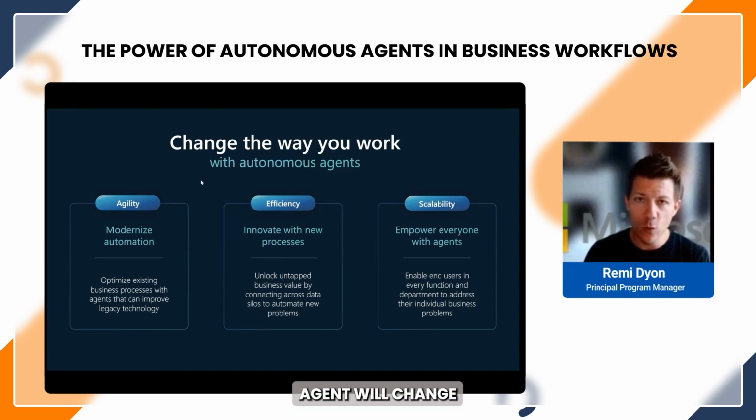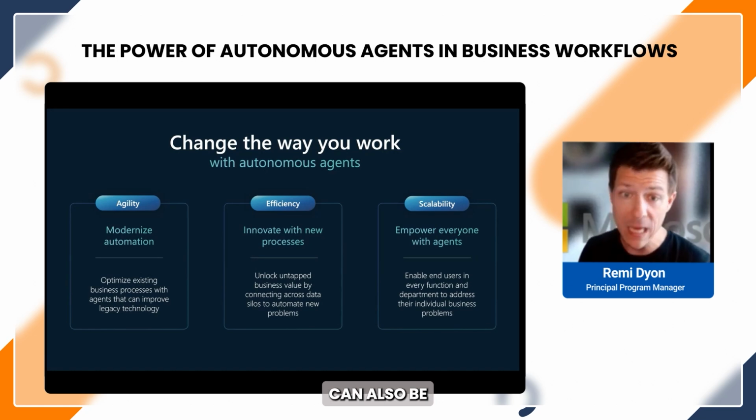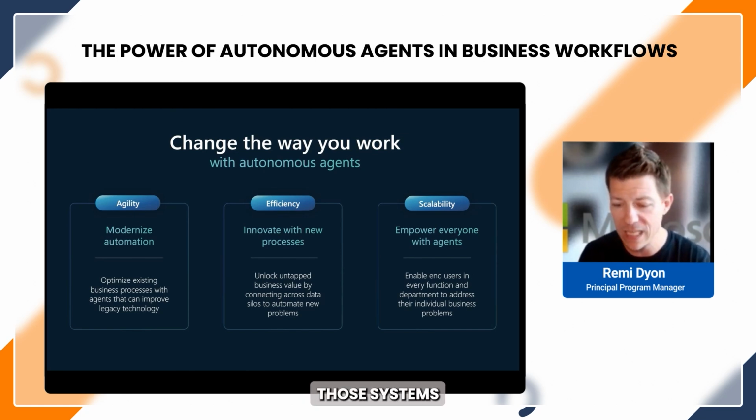Those agents will change the way we work. They will help us optimize existing processes, maybe ones running on legacy technology that we don't want to touch. They are here to be agile and connect wherever your data is. Those agents can also be a way to create innovation and discover new processes, so they can connect data between different systems and automate how we solve problems between those systems.